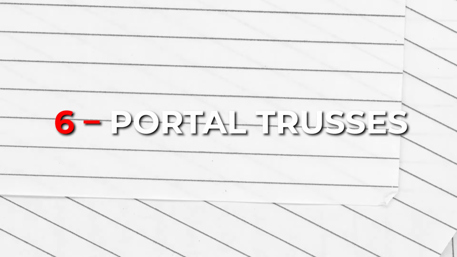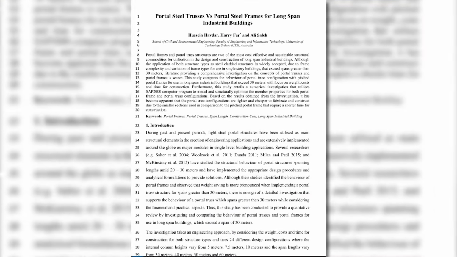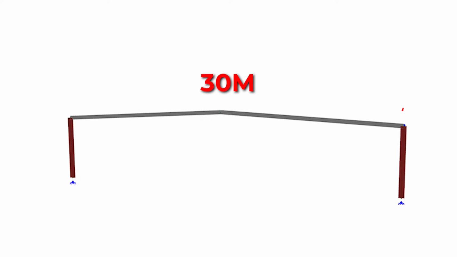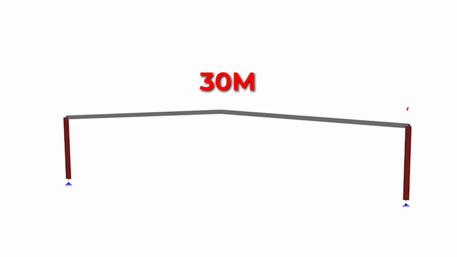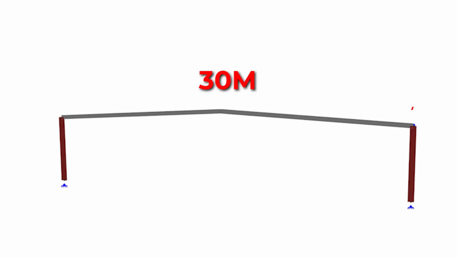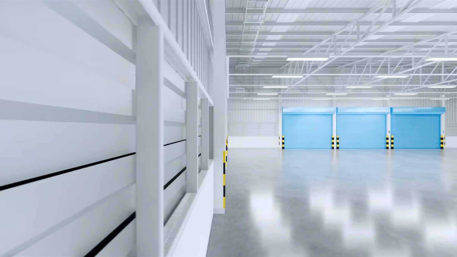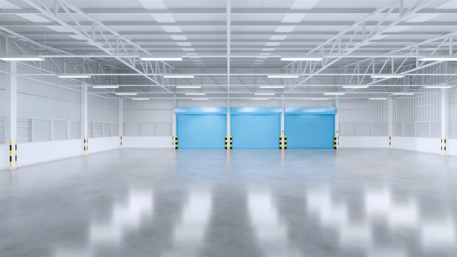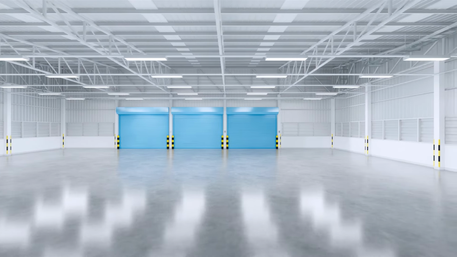Number 6, portal trusses. As we discussed in the tapered section solution, reducing the total weight of a portal structure will not always translate into cost savings. However, according to research from the University of Technology Sydney in Australia, in industrial buildings with spans of over 30 meters, trusses are lighter and cheaper to fabricate and construct than a standard portal frame. Just remember that roof trusses are higher than a building with portal frames, assuming the same internal height clearances are maintained. Also, don't forget to brace the bottom chords of the trusses.